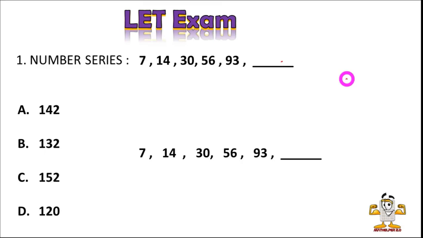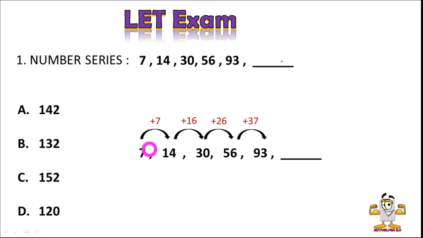So, napansin niyo yung first term at second term is mag-add po sila ng 7, dahil 7 plus 7 is 14. So, next is yung 14 at saka 30, mag-add rin tayo ng 16, dahil 14 plus 16 is 30. Saka yung 30 at 56, mag-add po tayo ng 26. Saka yung 56 at 93, add po tayo ng 37.